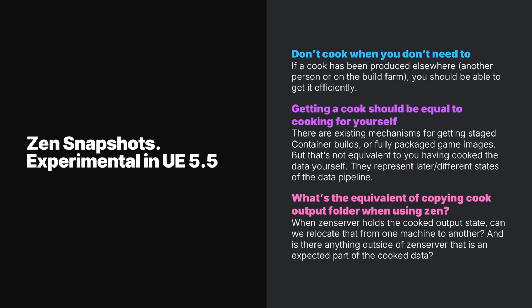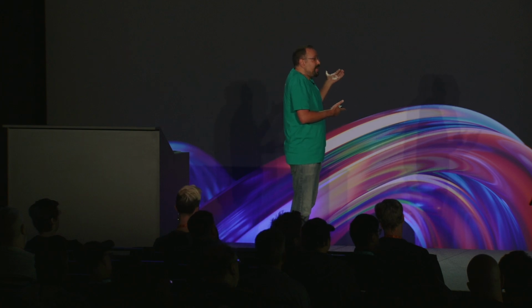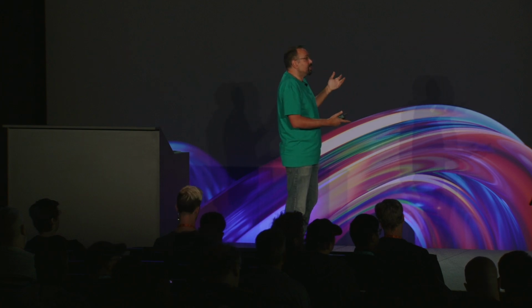So there are existing mechanisms for getting staged container builds or fully packaged game images, but that's not the same as you having cooked the data yourself. They represent later or different states in the data pipeline. So what is the equivalent of what we could do in the past? That is copying a cooked output folder. But what's the equivalent of that when we're storing our data in Zen? Well, when ZenServer holds the cooked output state, can we relocate that from one machine to another? And is there anything outside of ZenServer that's an expected part of the cooked data?